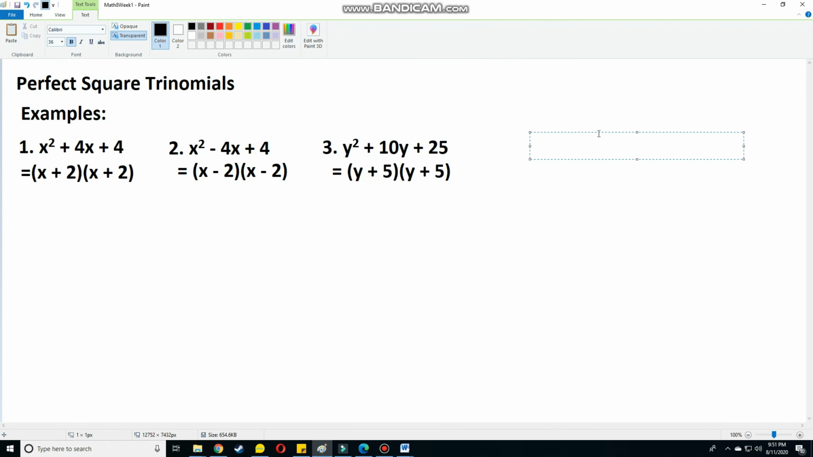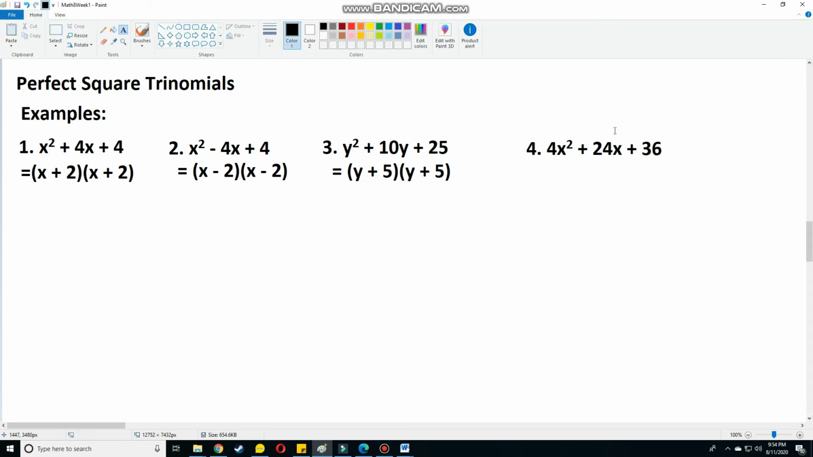Okay, so for our last example, number 4, we have 4x squared plus 24x plus 36. Now our last example is quite different from our first 3 examples. As you could remember earlier, I said regarding common monomial factoring, there are cases that before we could apply the other kinds of factoring, we must first apply common monomial factoring. Could you remember that one? And our last example is that case.